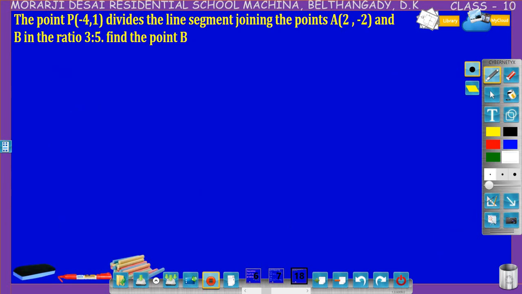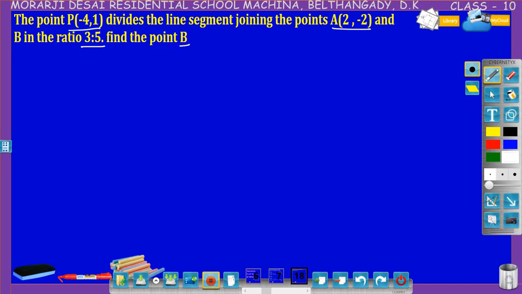Look at the next question. Find the point P, that is minus 4, 1, divides the line segment joining the points A, 2, minus 2 and B in the ratio 3:5. Find the point B.